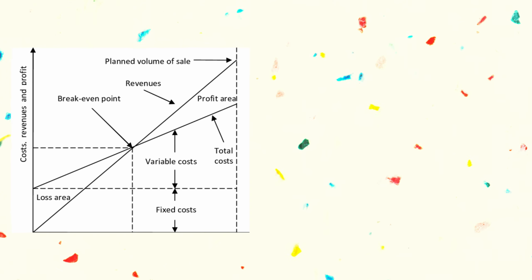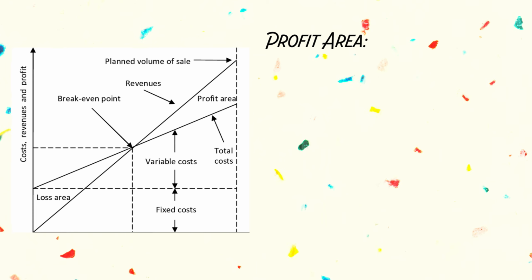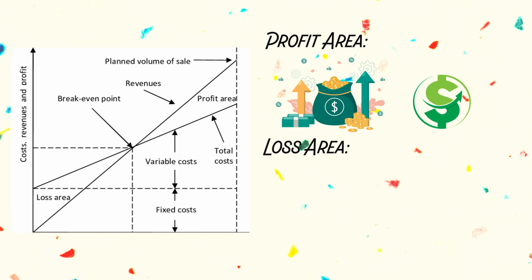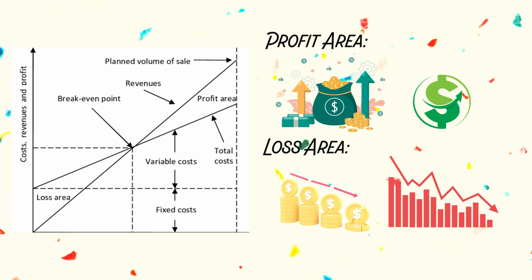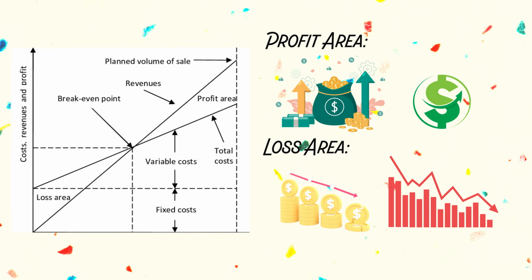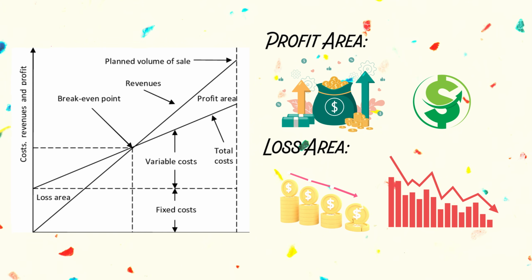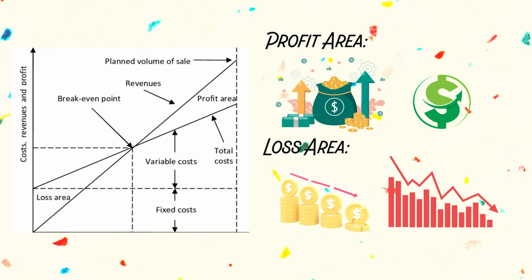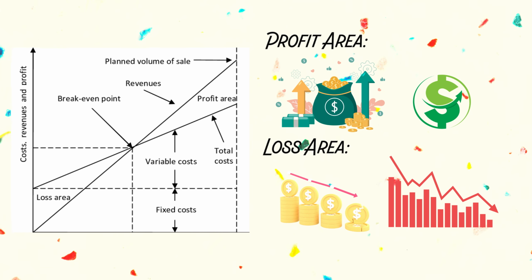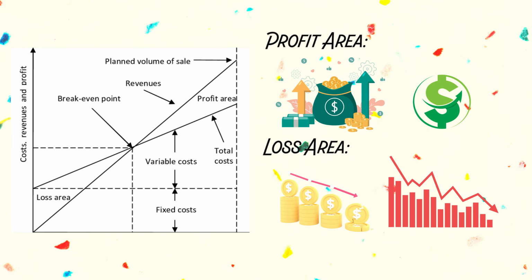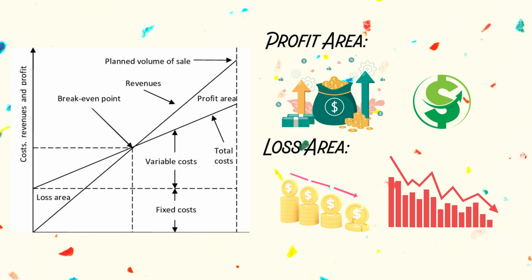The profit area is the area above the break-even point where revenue exceeds total cost. The loss area is the area below the break-even point. You can see it here, where the total cost exceeds the revenues. By conducting break-even analysis, a business is able to determine the price of the product and how many units need to be sold, as well as identify and potentially reduce excessive costs, ultimately allowing the business to reach profitability. So if you feel confused, don't worry. I'll give you an example.